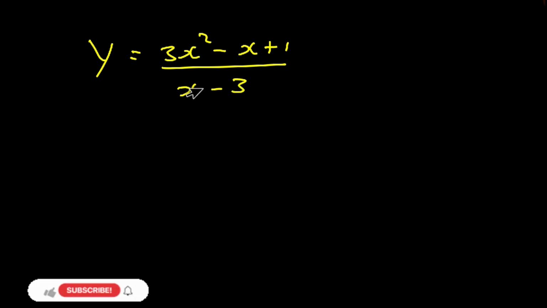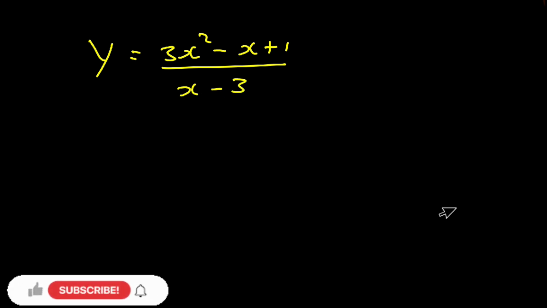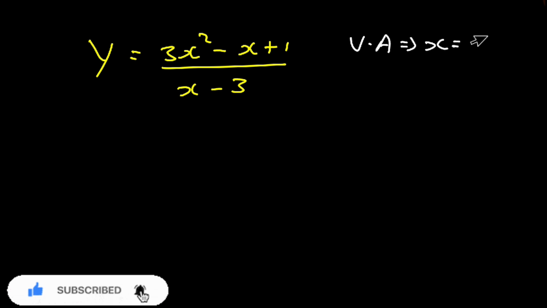Let's solve one more question. We have y equals (3x squared minus x plus 1) divided by (x minus 3). First thing we do is to find the vertical asymptote. Just like we have been doing before, you set the denominator to 0. If you solve it, you see that x is equal to 3.